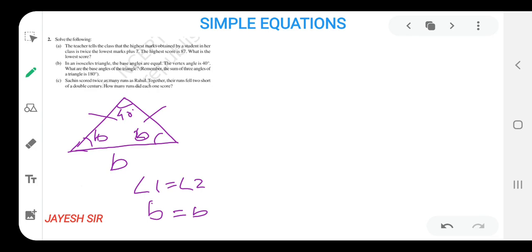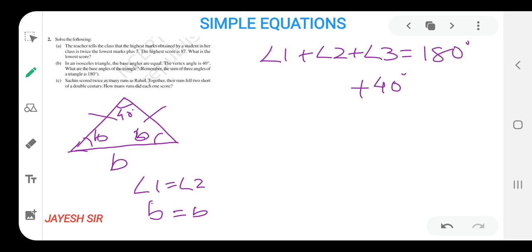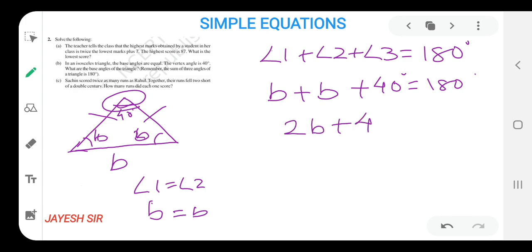That means the sum of all the angles: B, angle 1 plus angle 2. Afterwards we'll write B so that you can get it clear. Angle 1 plus angle 2 plus angle 3 equals 180 degree. We all know angle 3 value is 40 degree, that is given in the question. This is angle number 3. Now angle 1 and angle 2 are equal, and the value of the angle is B for 1 also, B for 2 also. Now what is left? B plus B. We can add 1B plus 1B, which will result in 2B, and 40 degree as it is, and 180 degree as it is.